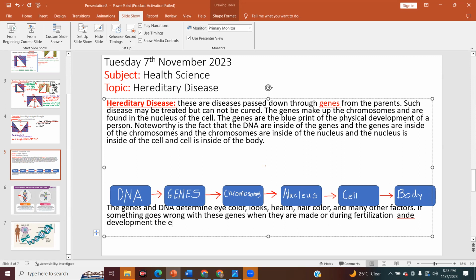The effects will be with that person for the rest of their lives.